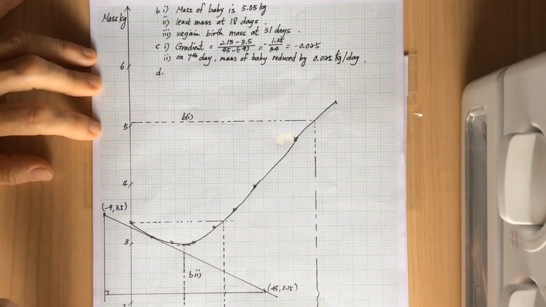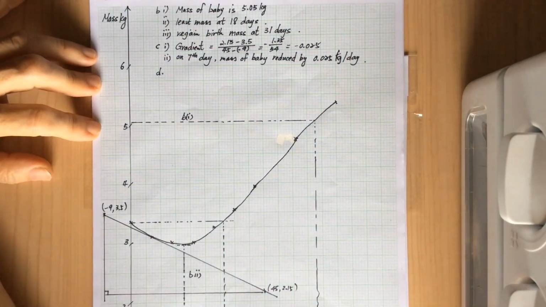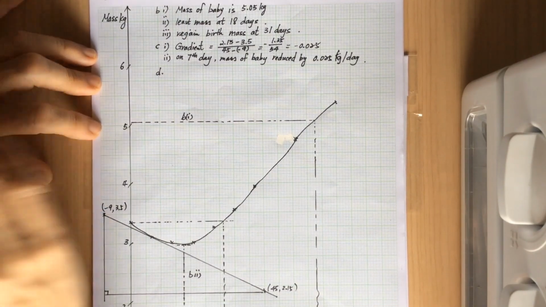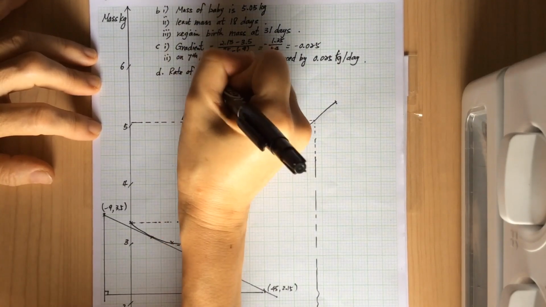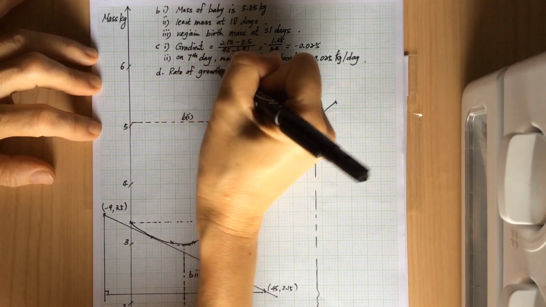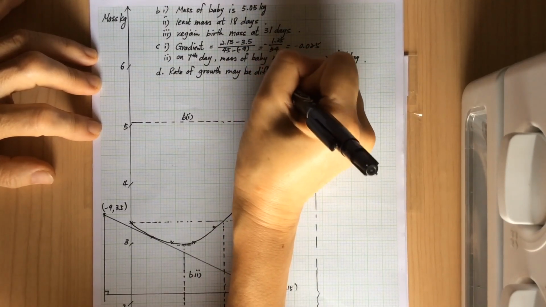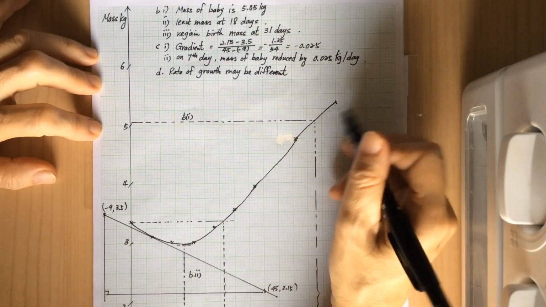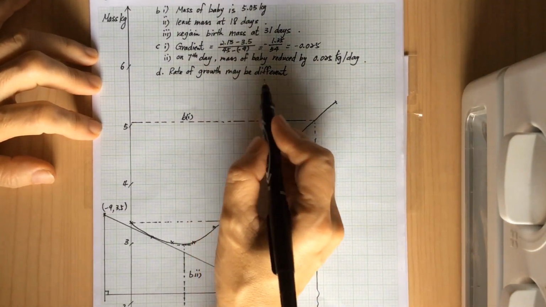So part D. Elizabeth wishes to estimate the mass of the baby when it's 1 year old. She proposed to extend the line until t equals 365. Explain why this is not possible. Why is this not possible? Because the rate of growth may be different. Because you don't know how it would go after this, right? So the rate of growth may be different.